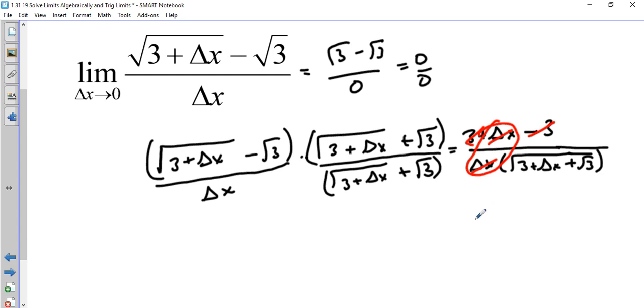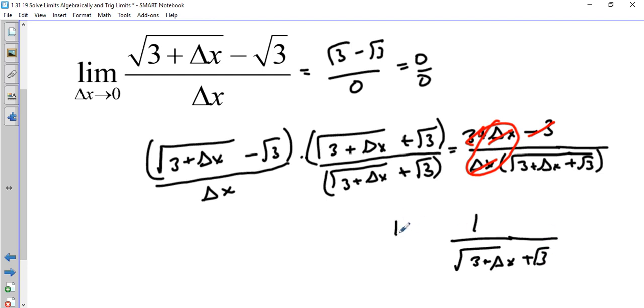And what we're left with is an equivalent expression to this function right here, 1 over the square root of 3 plus delta x. Oops, should have had this square root all the way over there. Apologize. I apologize for that. Hopefully you caught that. Okay, square root of 3 delta x, that's going to be plus the square root of 3.